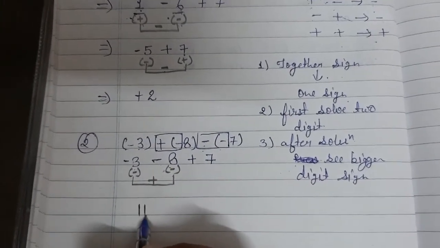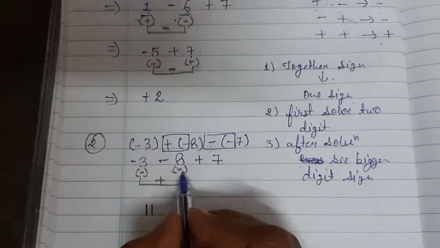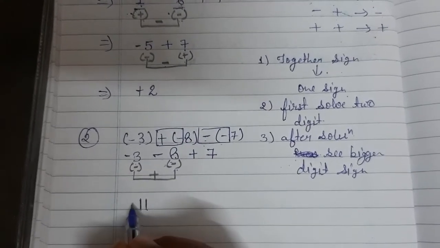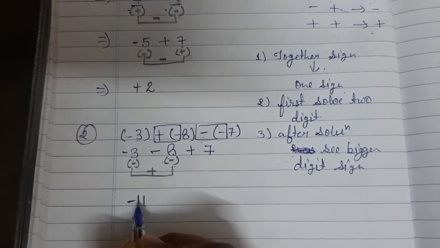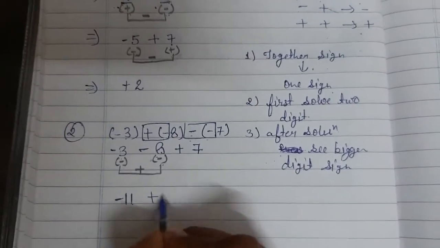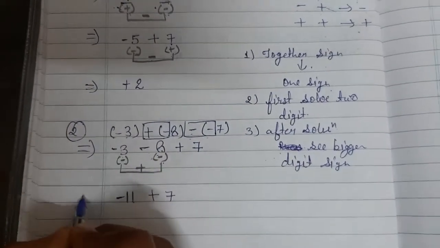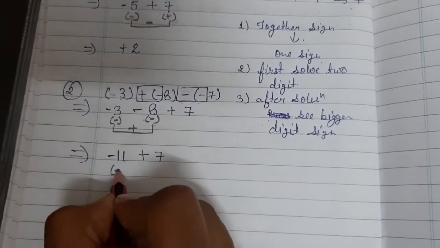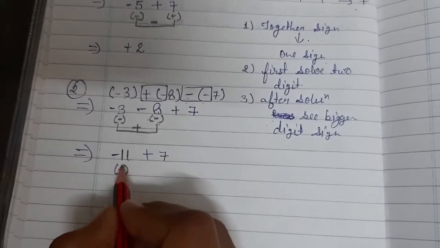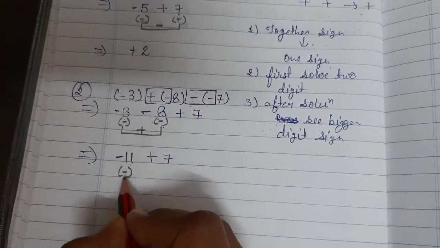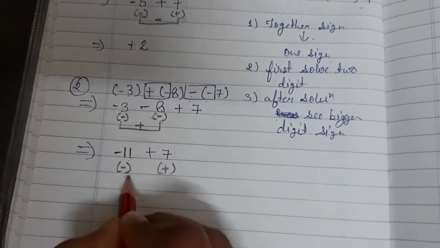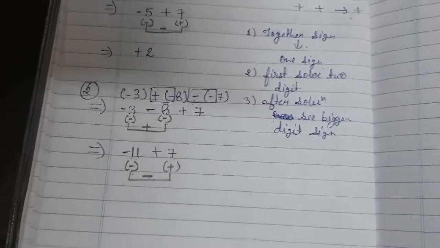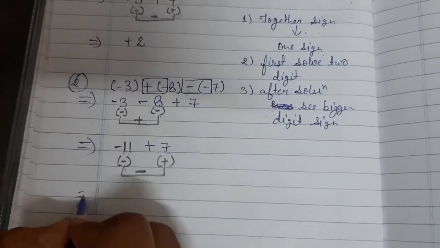Now after solving, see the bigger digit. What is the bigger digit? 8, and the sign of 8 is negative. So you have to put the negative sign in the answer also. The remaining digit is your plus 7. Go through step by step. It will not give any difficulty. Again put the sign below their digits. This 11 is your negative integer, this 7 is your positive integer. Plus minus, minus. So you have to do minus in between them. If you do minus, then you will get 4.